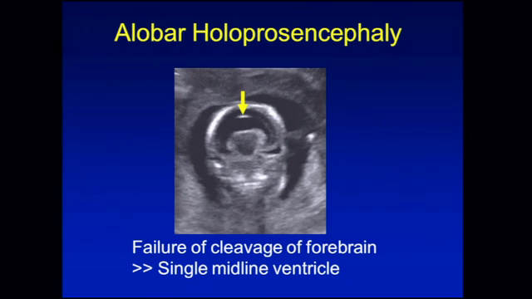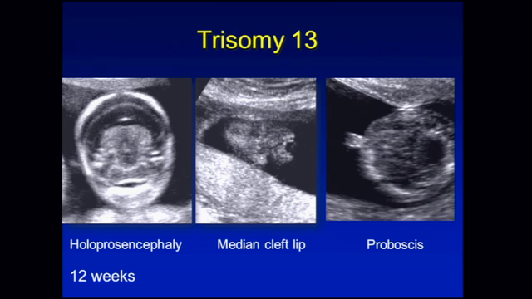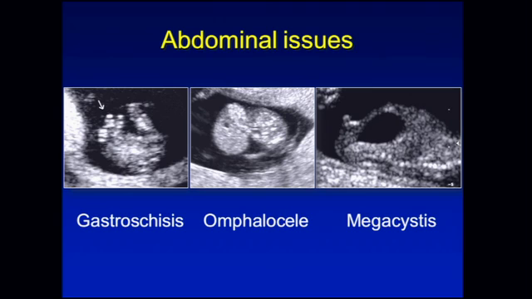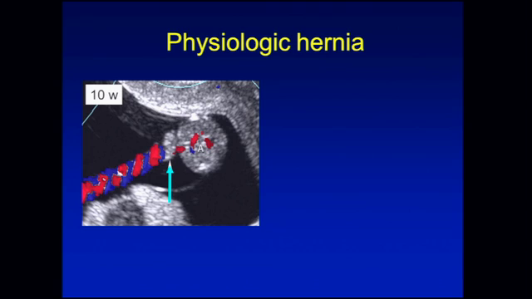This abnormality is often seen in fetuses with trisomy 13, and we would see the facial abnormalities as well, such as the cleft lip and the proboscis. Now we'll be looking at some abdominal issues. However, before we move on to omphalocele and gastroschisis, we need to review some embryology.